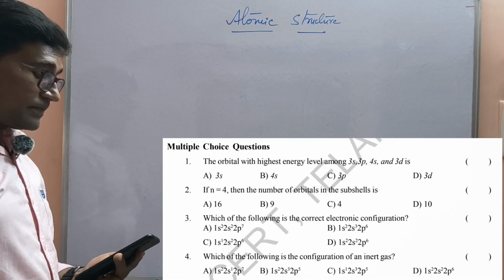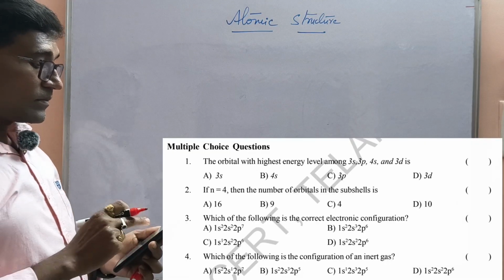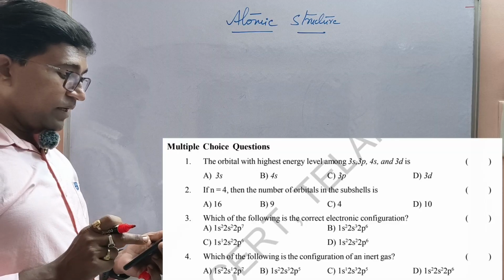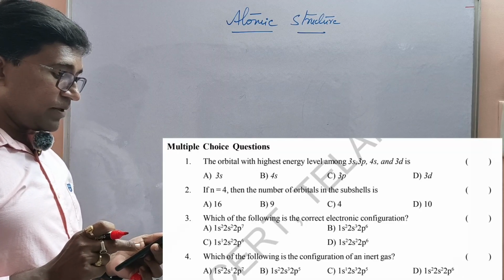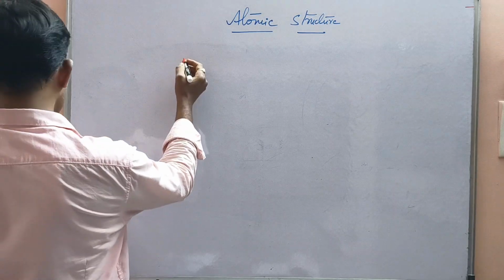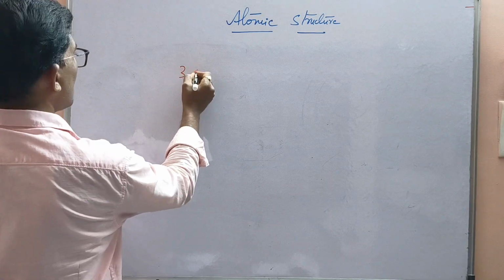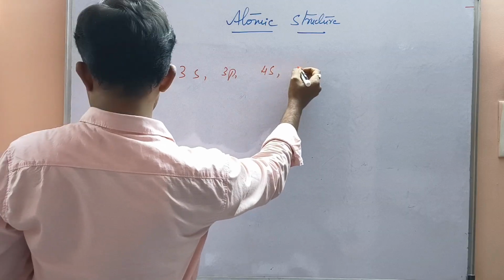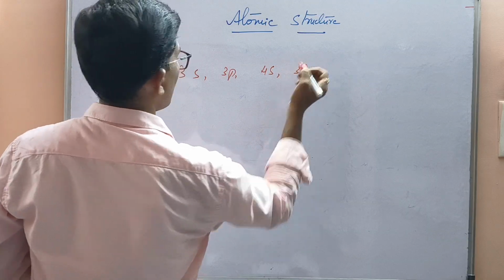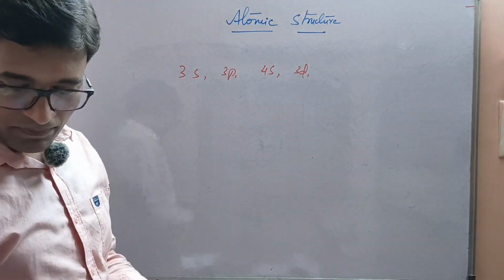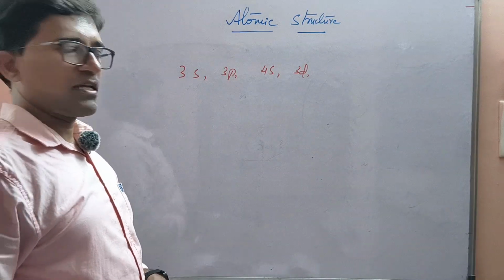First question is, the orbital with the highest energy level among 3s, 3p, 4s and 3d. For this, you should have some idea about Moeller's diagram. And one more way is n plus l value.